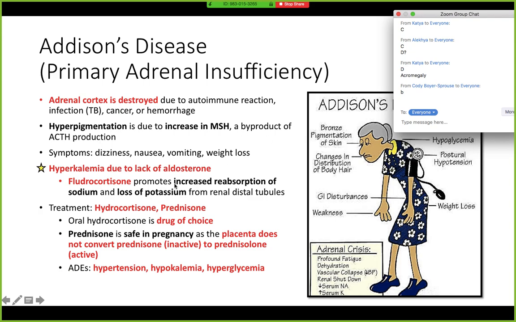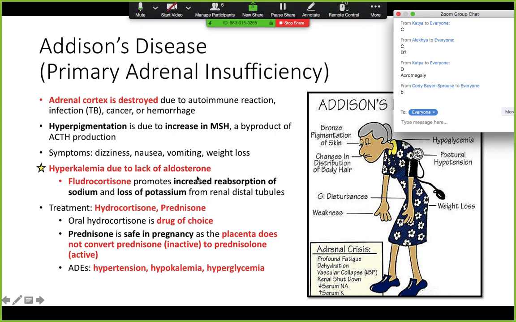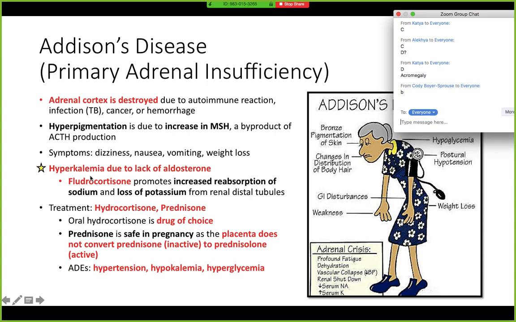And then also a big one is the fact that you'll see hyperkalemia, and that's due to a lack of aldosterone. So why can you not just give a patient exogenous aldosterone to treat the hyperkalemia seen in Addison's disease?